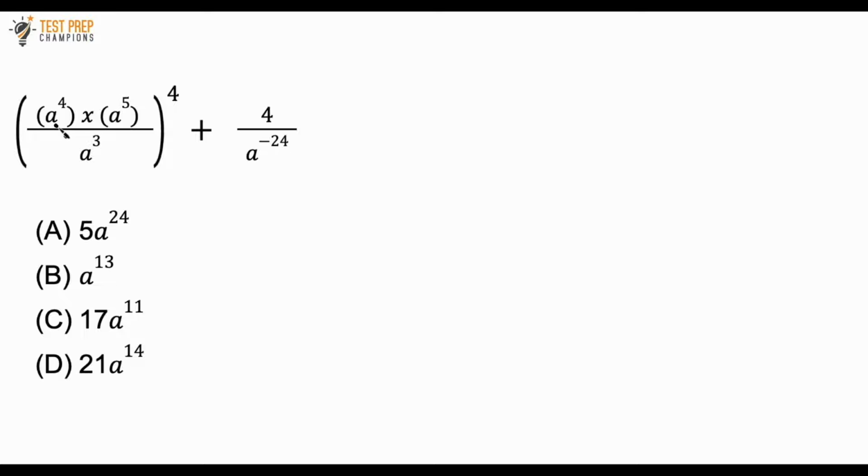So what I see here is that I've got a to the 4 times a to the 5. Since they both have the same base, I can just add the exponents. So this a to the 4 times a to the 5, I can rewrite this as a to the 9 because 4 plus 5 is 9. So when I do that, I'll have a to the 9 divided by a to the 3. And I can do 9 minus 3, which is 6. And then I would rewrite this as a to the 6 raised to the 4. And then I still have that plus 4 divided by a to the negative 24.